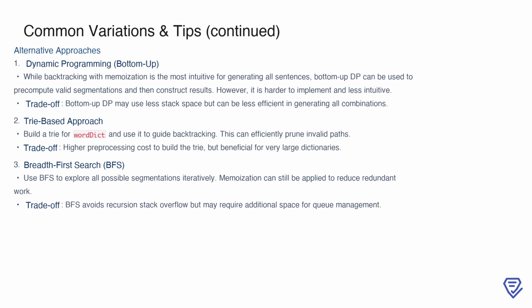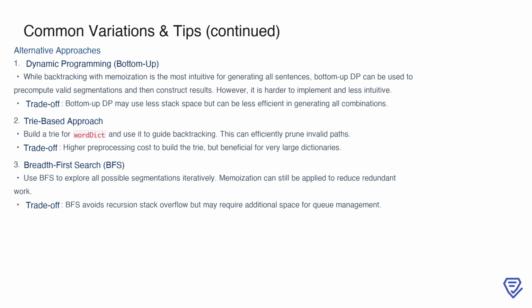When approaching word break 2, it's worth considering alternative methods beyond backtracking with memoization. One such approach is bottom-up dynamic programming, where you pre-compute valid segmentations and then construct the results. While this approach can use less stack space, it's often harder to implement and less intuitive when generating all combinations.